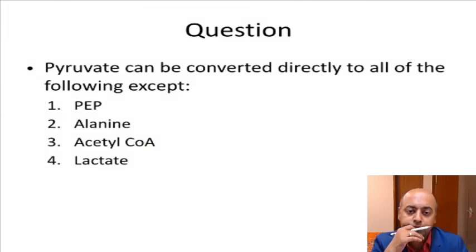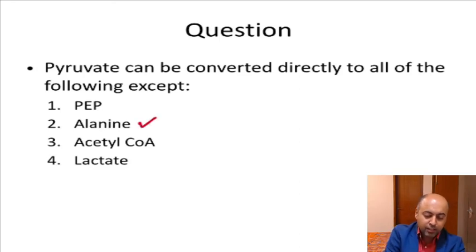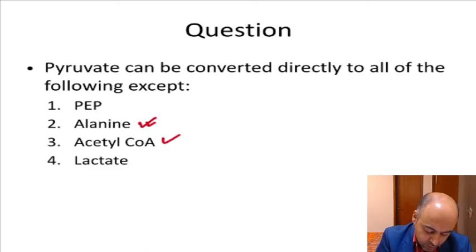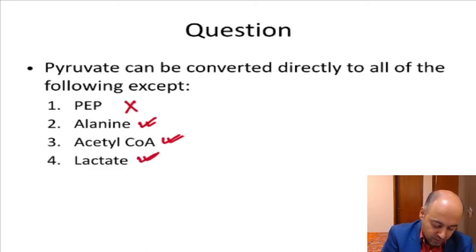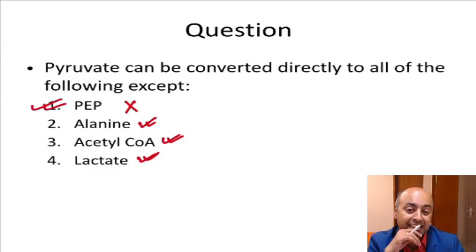Okay, let's go. Question number 2. Pyruvate can be converted directly to all the following except. We've already done this. It can be converted to alanine by alanine transaminase, acetyl coenzyme A by pyruvate dehydrogenase, lactate by lactate dehydrogenase. There is no enzyme for converting it to PEP directly.